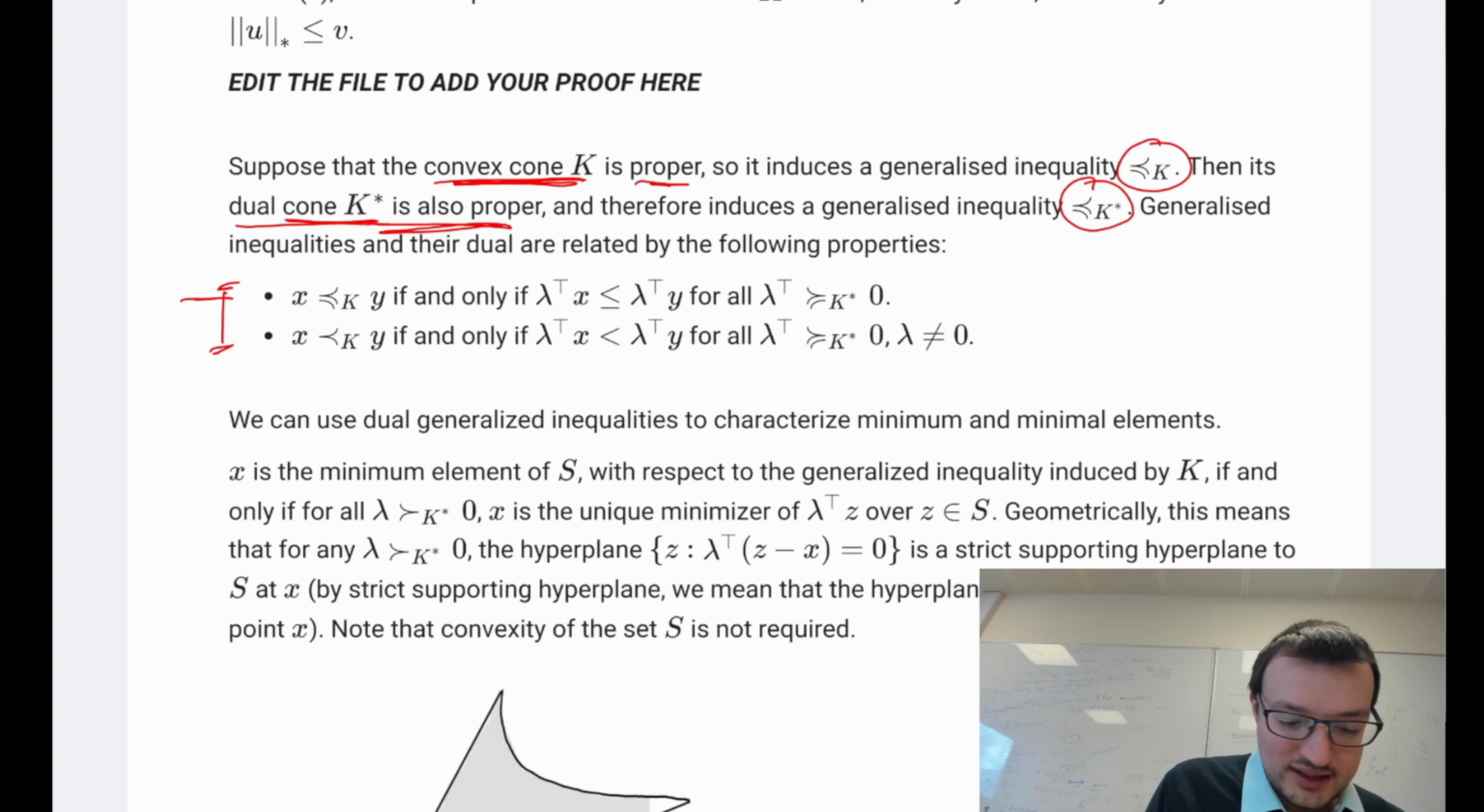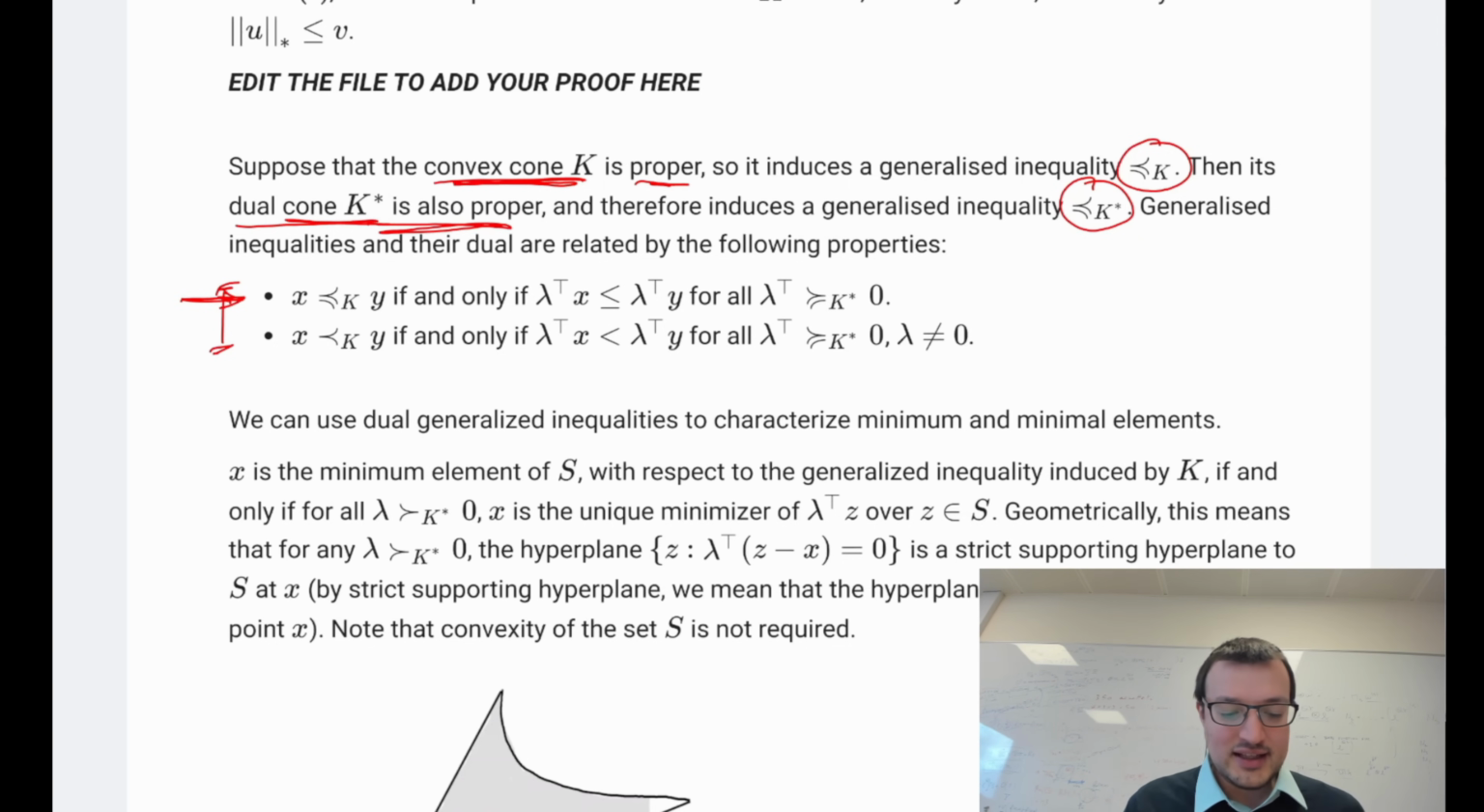So let's just look at the first one. The first one says essentially that x is less equal than y with respect to K if and only if lambda transpose x is less equal than lambda transpose y for all lambda which are non-negative in the dual inequality.